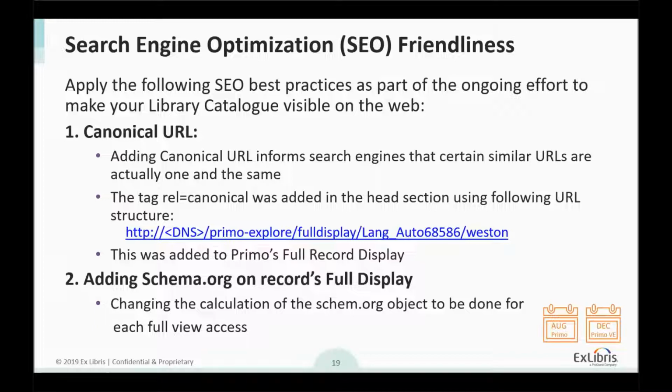What we are doing now is applying SEO best practices. And what we are releasing in the August release is a canonical URL. We are adding to each Primo full display a canonical URL. A canonical URL is our way to tell the crawler, the search engine, that this URL is a unique one. So if you have a few real URLs to the same record, the canonical URL will inform the search engine that this is one.